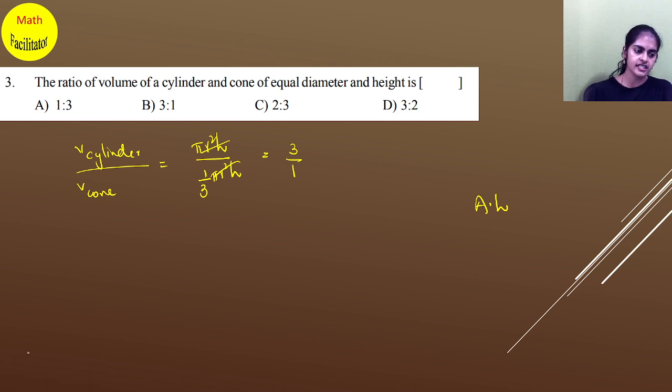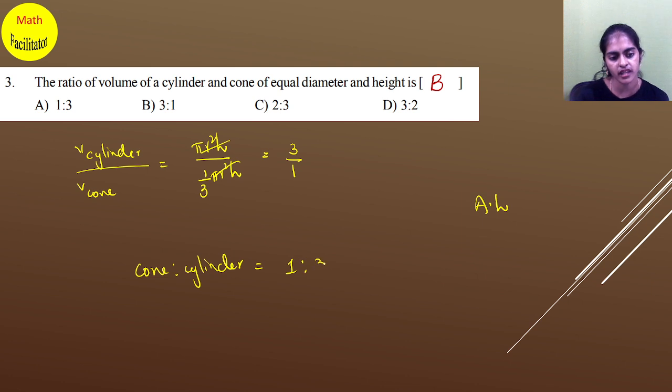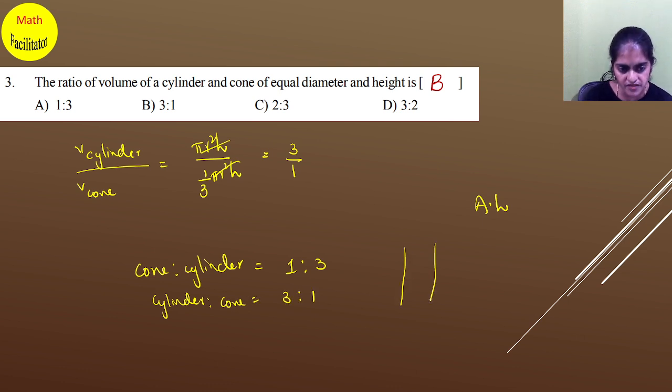Ratio is 3:1. So option B is correct. Now suppose they are asking what is the ratio of cone is to cylinder. Cone is to cylinder, it is 1:3. If the ratio is cylinder is to cone, it is 3:1.